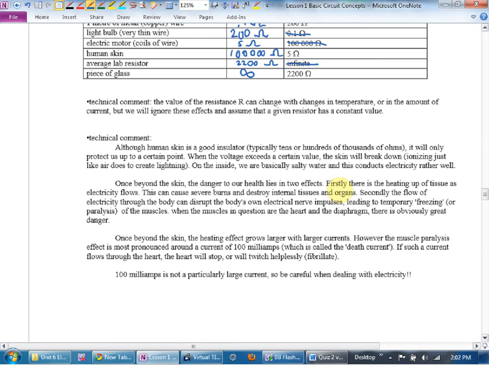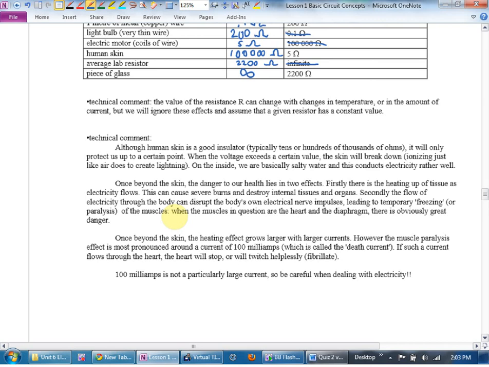Okay? The more serious one and the more subtle one, though, is this one. The flow of electricity through the body can also disrupt the body's own electrical nerve impulses, leading to temporary freezing or paralysis of the muscles. That's how a taser gun works. A taser gun is a very carefully calculated voltage, and the idea is that it's supposed to cause you to become rigid so that handlers can grab you. It is not supposed to be fatal, although here in BC, we certainly saw a few years ago at the Vancouver airport that a taser can be fatal.